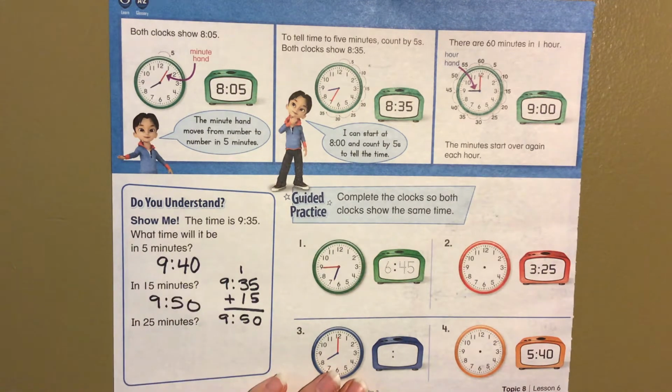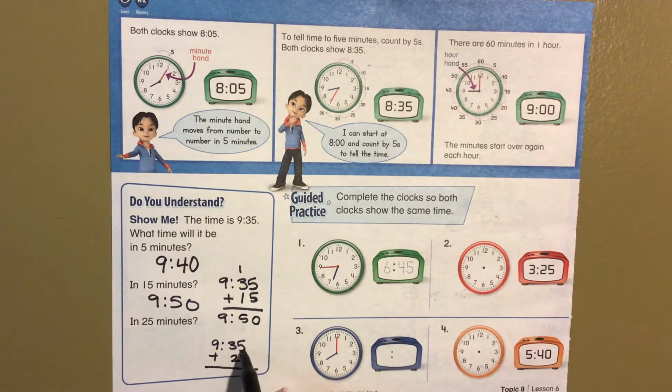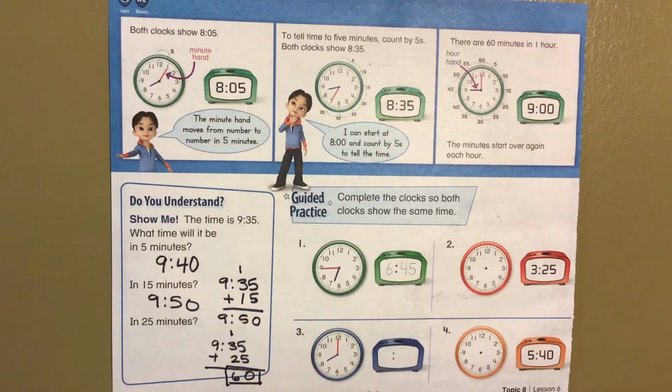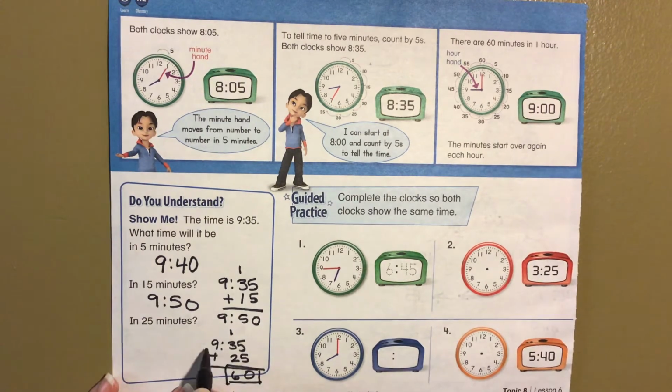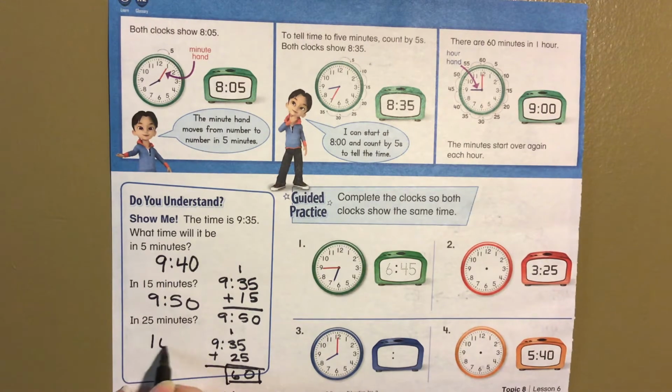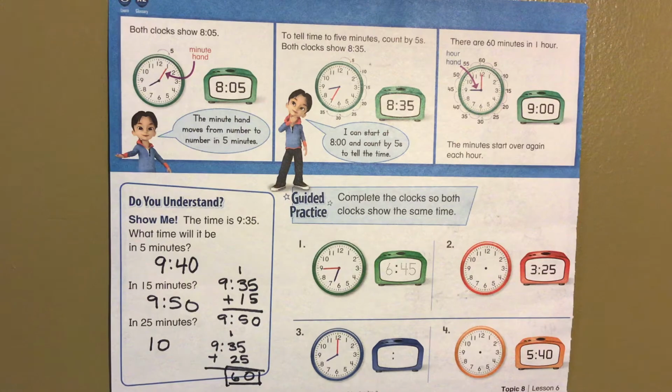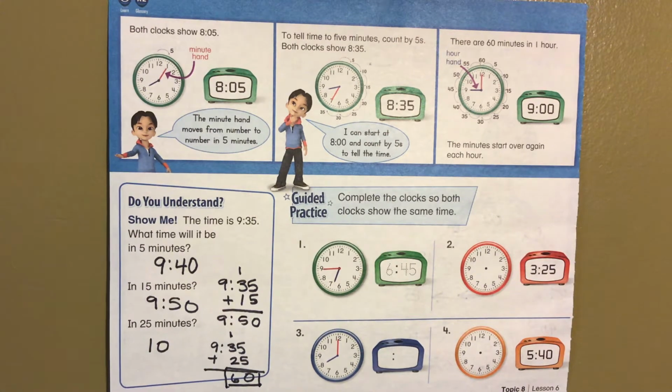Now this is where it gets a little bit tricky. 9:35 plus 25 minutes. So we can regroup that one. 1 plus 4, 1 plus 3 is 4, is 60. Ooh, that's 60 minutes, which is an hour. So that's where it becomes a little bit tricky. So 9 o'clock plus 1 hour becomes 10 o'clock. Okay? All right, let's take a look at our guided practice.